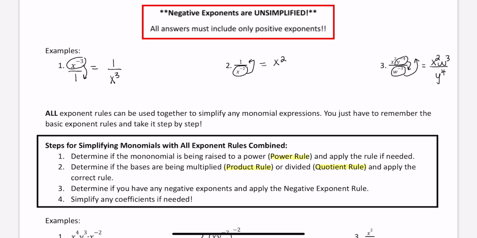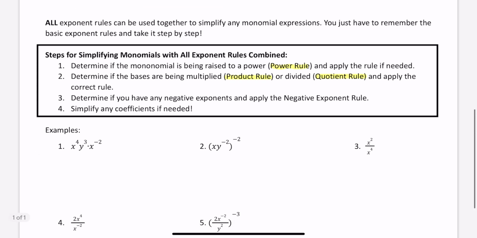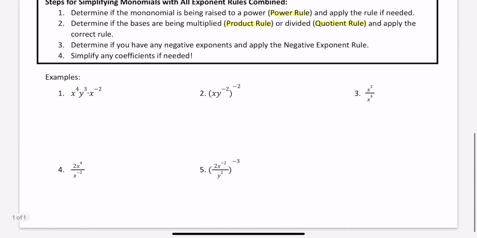So I think the best way to do this is to just go over a couple of examples. So let's do that. In example 1, I have x to the power of 4, y to the power of 3, times x to the power of negative 2. So first thing I want to always look for, power rule. Do I have a power rule? The answer is no, because I don't have any double exponents. So now I'm going to see if I am multiplying or dividing any like bases. Well, I am multiplying like bases.